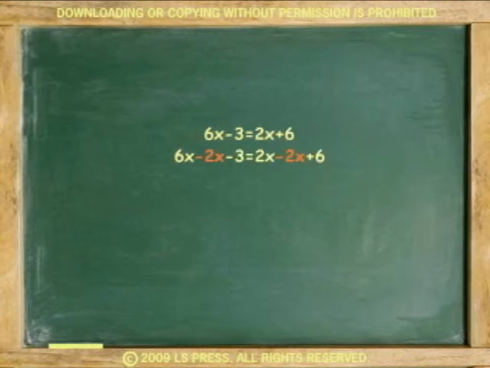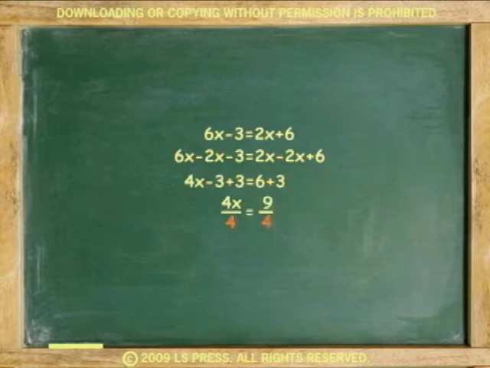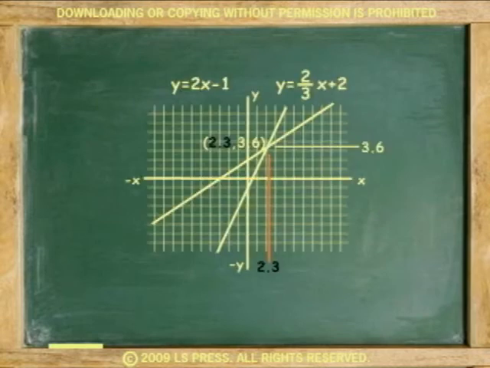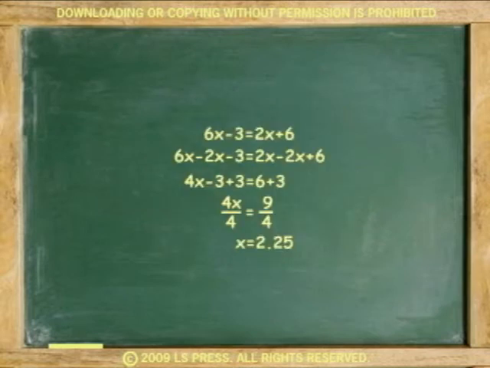Subtract 2x from both sides. Add 3 to both sides. Divide both sides by 4. x equals 9/4 or 2.25. The graphical solution in section 5.1 estimated x at 2.3, but x equals 2.25. This is accurate and exact.